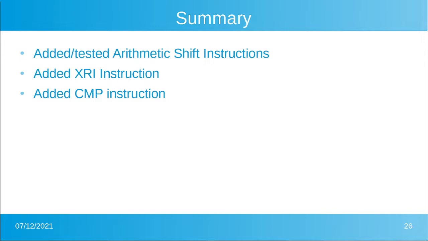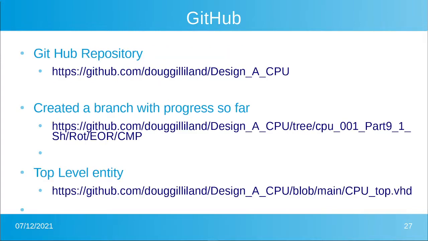Having the exclusive OR gives us the function to be able to invert all the bits or invert an individual bit. And the compare is really identical to exclusive OR. The only difference is it doesn't store the result back into the register like the exclusive OR did. Here we created a branch with our progress so far, and it's up in our GitHub, checked in as part 9_1, with shift, rotate, EOR, and compare.